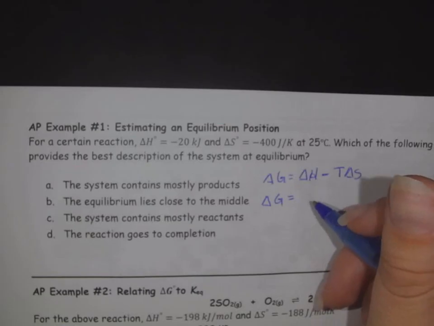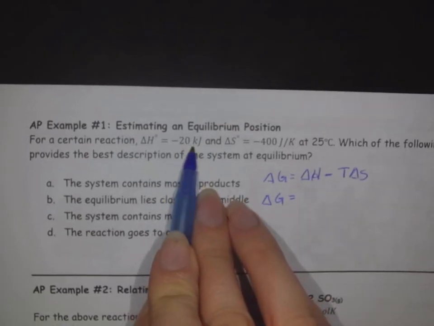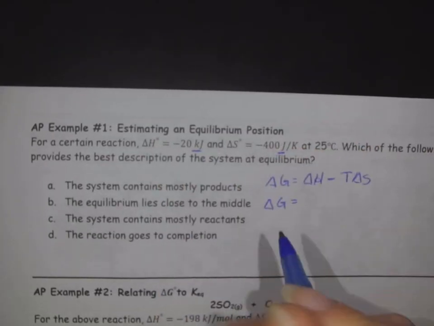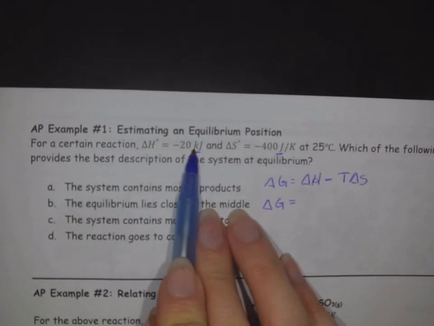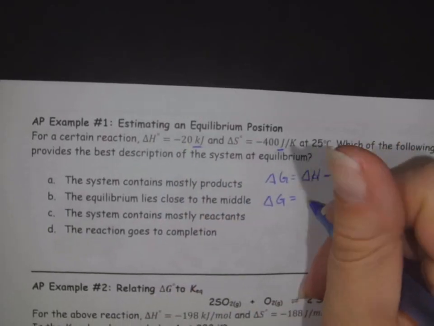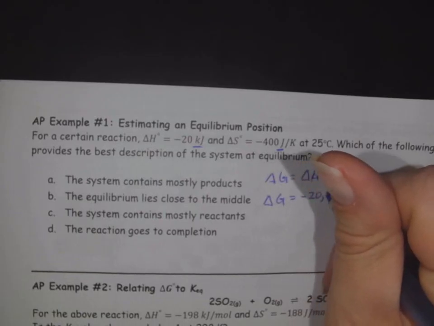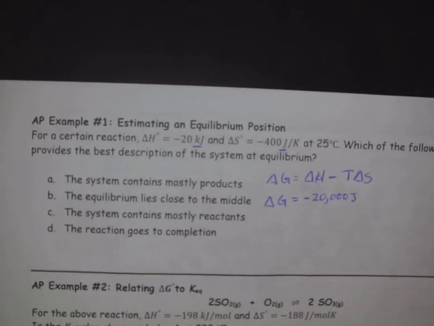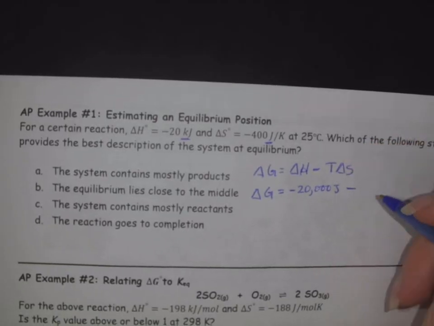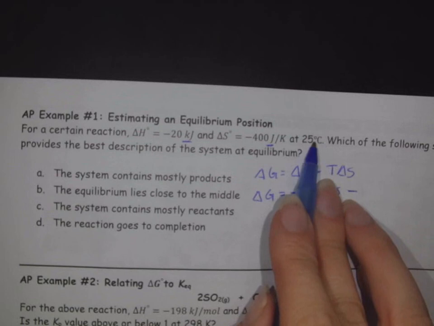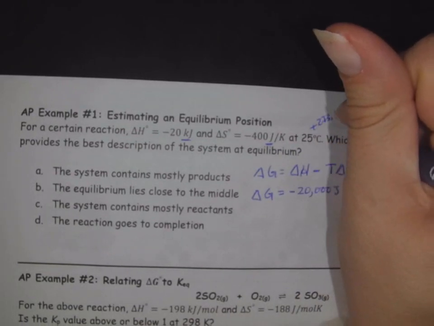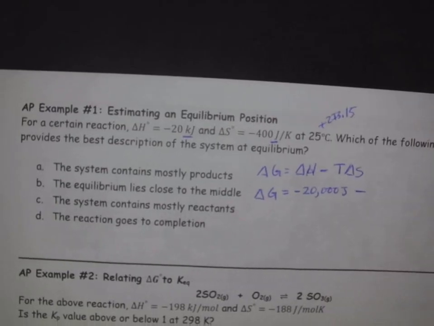My delta H is negative 20 kilojoules. Please, please, please check your units: kilojoules and joules. Let's convert this to joules, though either way's fine. So it'd be negative 20,000 joules. Now we're going to subtract the temperature, but temperature in Celsius versus temperature in Kelvin, so we need to add 273.15.